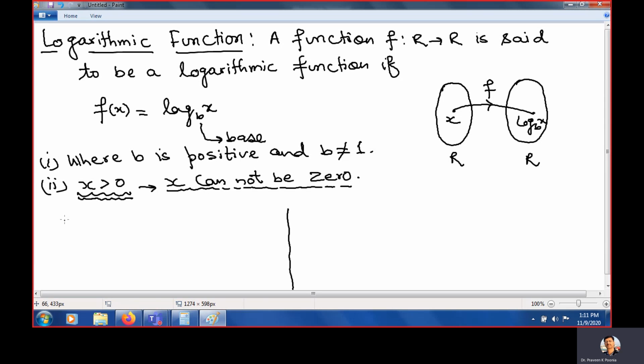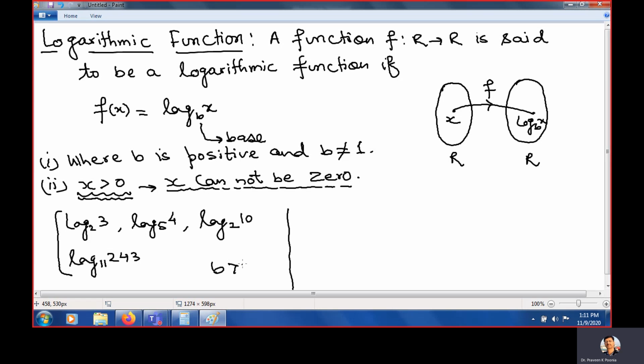Some of the examples we can take, two cases we will study. It is log 3 base 2, log 4 base 5, log 10 base 2, log 243 base 11. You can take anything. This is case 1. Case 1 means when b is greater than 1. If b is greater than 1, this is the case. Look, 2, 5, 2, 11. These are values greater than 1.